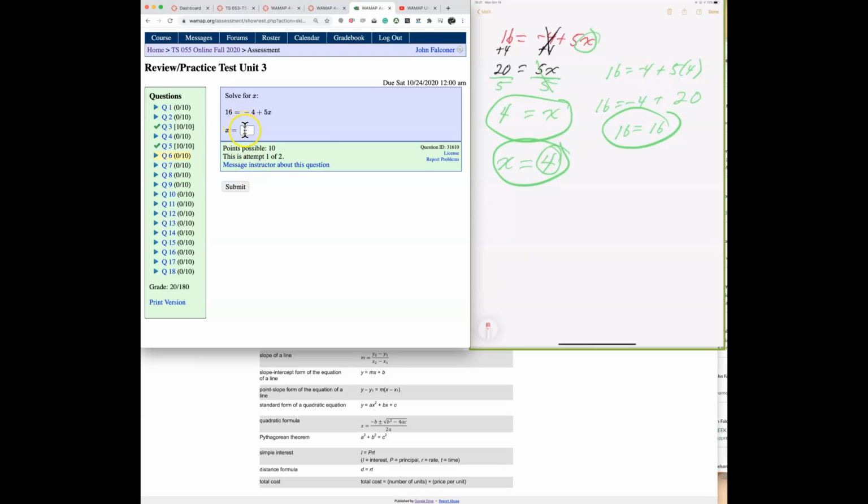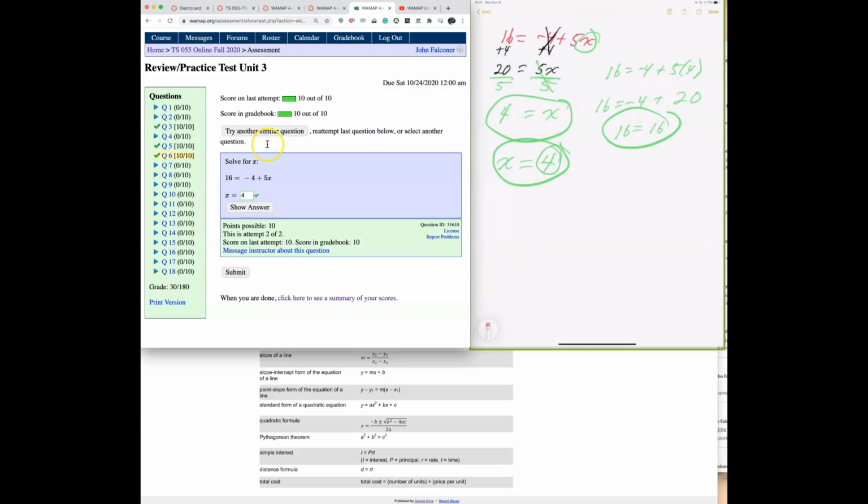So we'll put that in. X is equal to 4. Awesome.